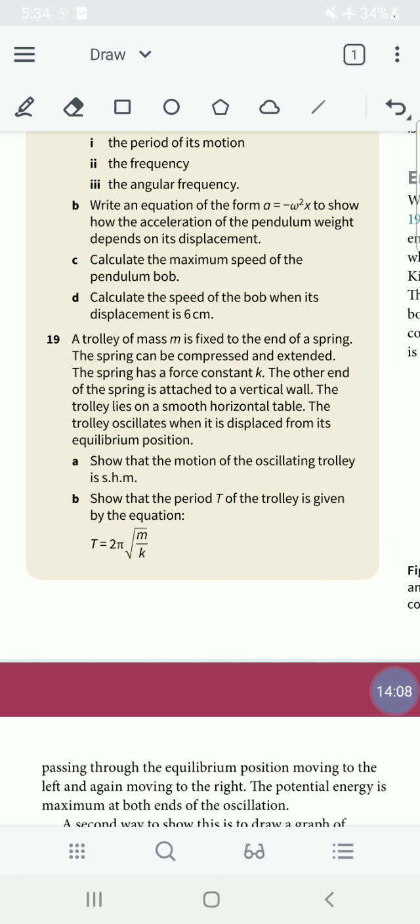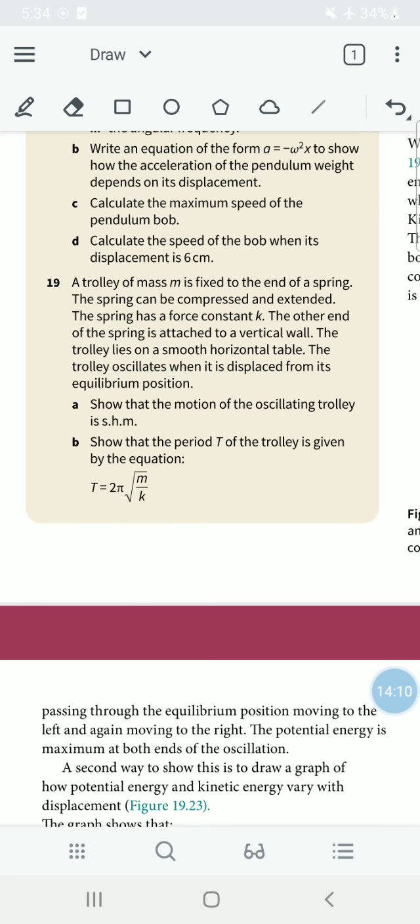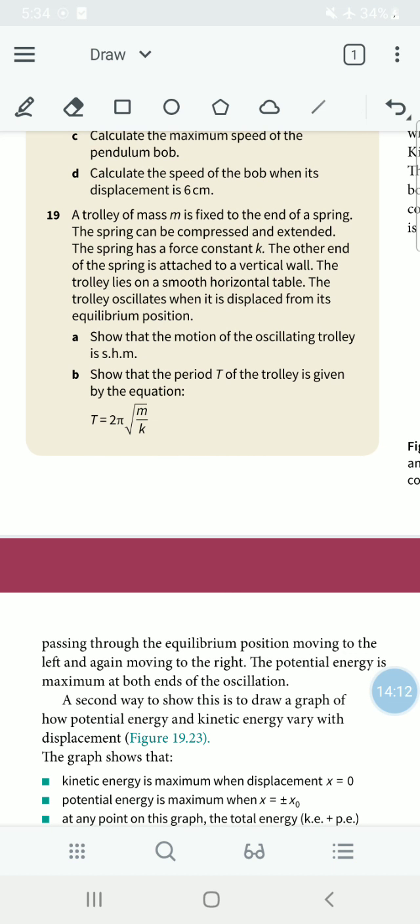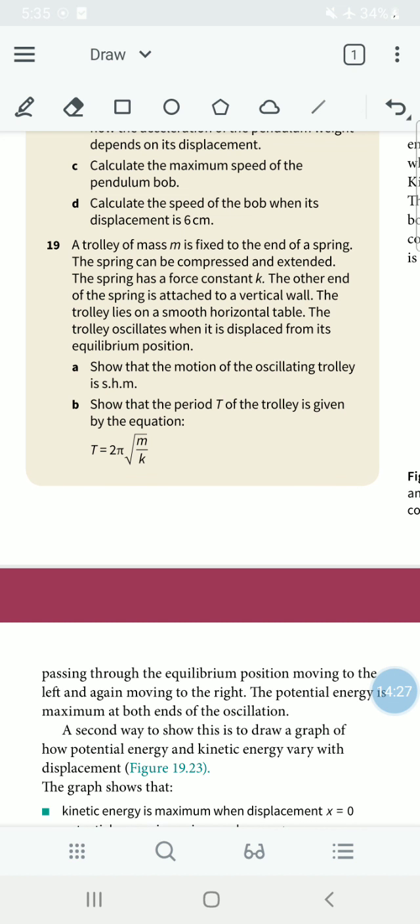Then part D, calculate the speed of the bob when its displacement is 6 centimeters. So once again we discussed these equations in detail. So go back to those equations. If you find it difficult, study that from the beginning itself, then you will not be confused. But if you are still confused, then let me know. I will explain it a little bit further.